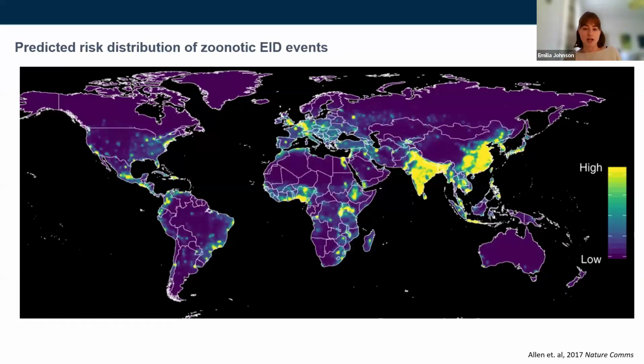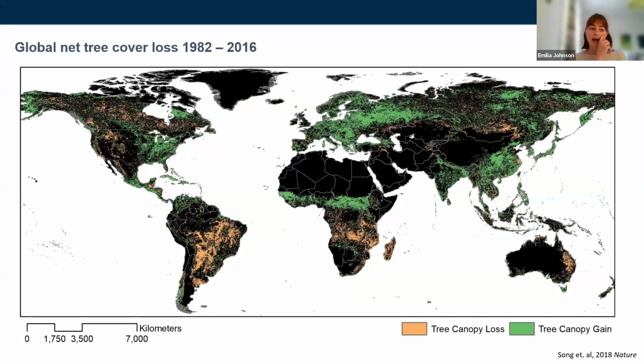So a break from information, some maps. If we start to think about where we need to be asking these key questions, here we have a map of predicted risk distribution for zoonotic emerging infectious disease events. It's a little out of date now, but the principle stands. And the headline is that the risk is mostly elevated in forested tropical regions that experience land use change in particular, and in areas where biodiversity is really high, as well as areas with high urban density and animal trade and so on.